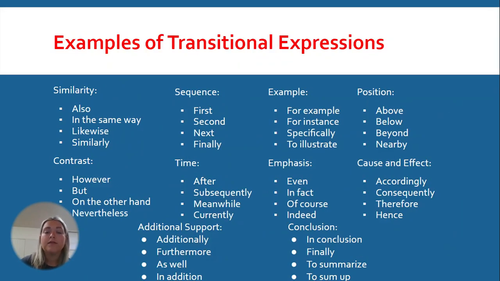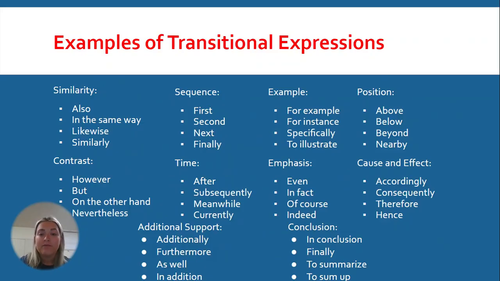There are also a couple different kinds of examples of transitional expression. There's multiple different categories. Transitions can be used as similarities. This might look like starting a sentence saying also, or in the same way, likewise, or similarly. They can also be used as sequence. This would be describing something like first, second, next, or finally.